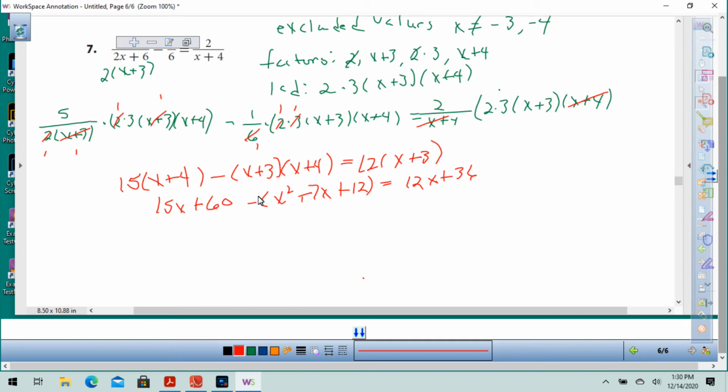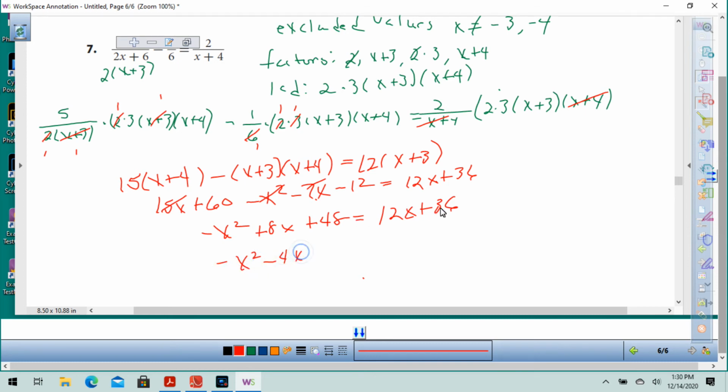Distribute the negative in there, so that's going to be minus x squared minus 7x minus 12. Okay, so it's negative x squared, and 15x minus, that's going to be plus 8x, so those cancel out. 60, that's going to be plus 48 equals 12x plus 36. Subtract 12x from both sides. I got negative x squared minus 4x, subtract 36, and that's like 12, isn't it?